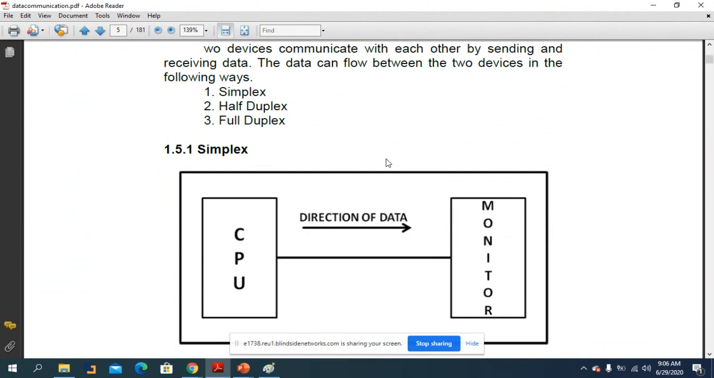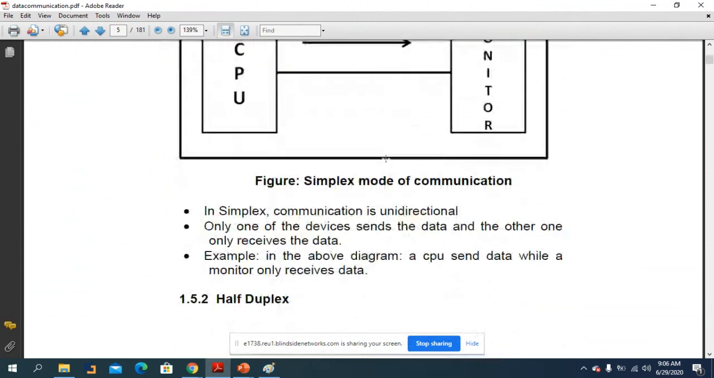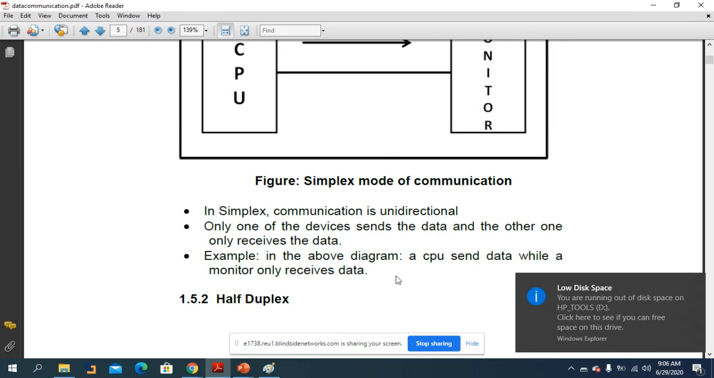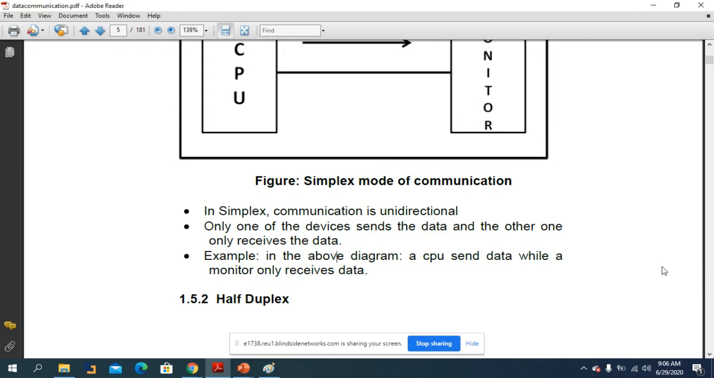So if the CPU has not directed the data to the monitor, automatically you cannot receive the data. So simplex is unidirectional. That is one-way communication. You cannot have two-way. A simple definition is that it is a one-way device communication, meaning only one device sends the data and the other one receives the data. One example is when I'm using a keyboard typing the data, or when the CPU is sending some data to the monitor, and whatever you see is what you get.